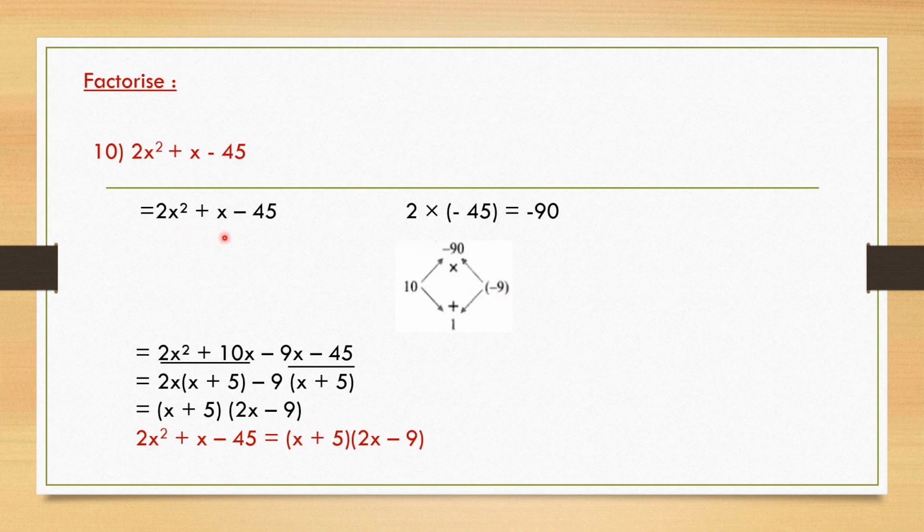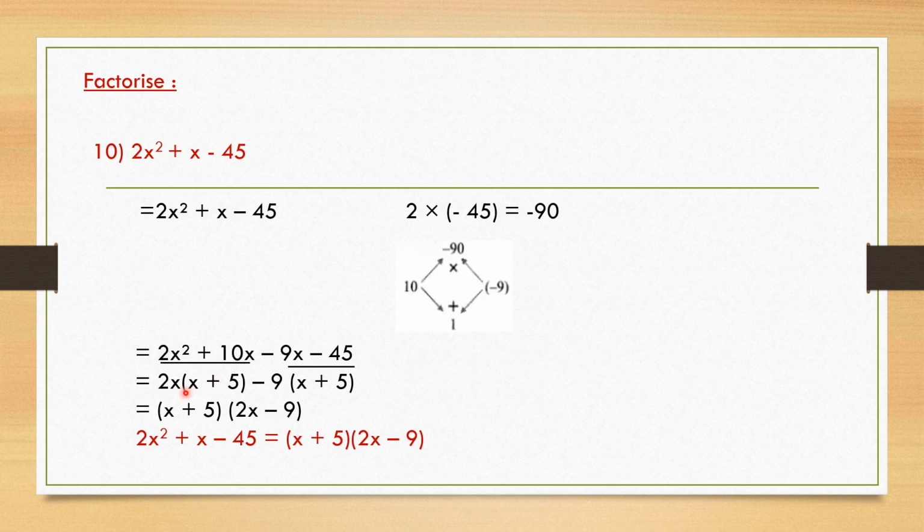So now in place of the middle term, we'll just replace the two new terms, that is 10 and minus 9. 2x squared as it is, in place of the middle term, plus 10x minus 9x, and this last minus 45 as it is. Then we do the pairing. This is the first pair, 2x squared plus 10x, and this is the second pair, that is 9x minus 45.